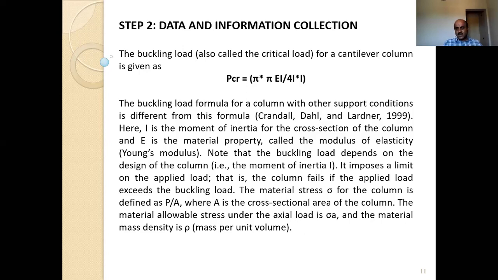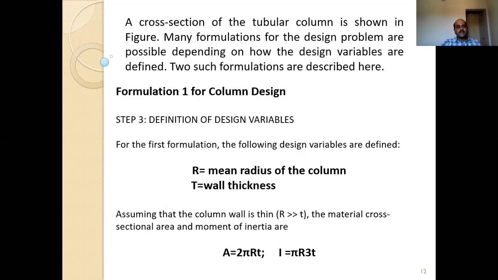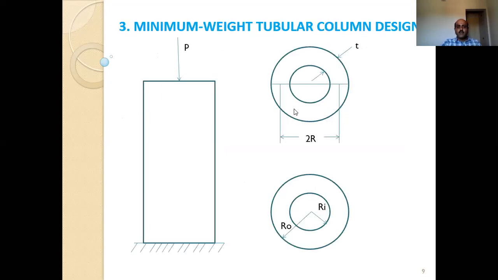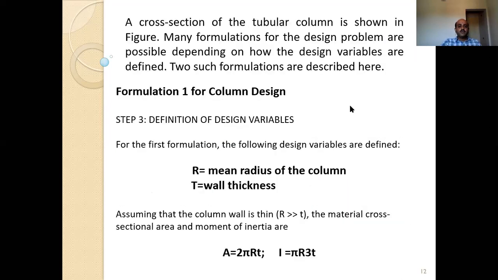So this is what I was talking about in the last class. I discussed this in much more detail then. I am rushing through these things because I want to give the second formulation for this problem. And the cross section we have shown there. This is the cross section of the minimum weight tubular column. We will start with the first formulation by taking mean radius R and wall thickness t, and taking this we will formulate the optimization problem. So this is the one.